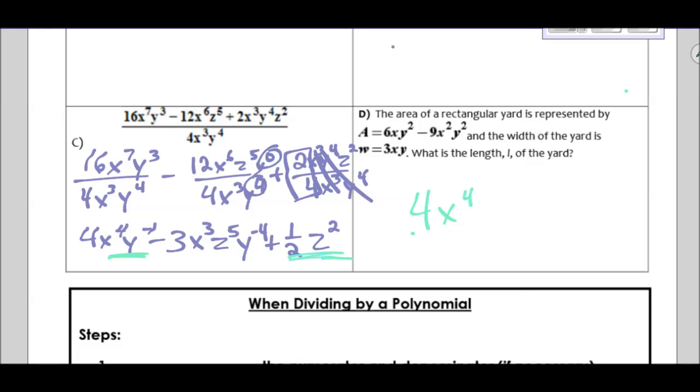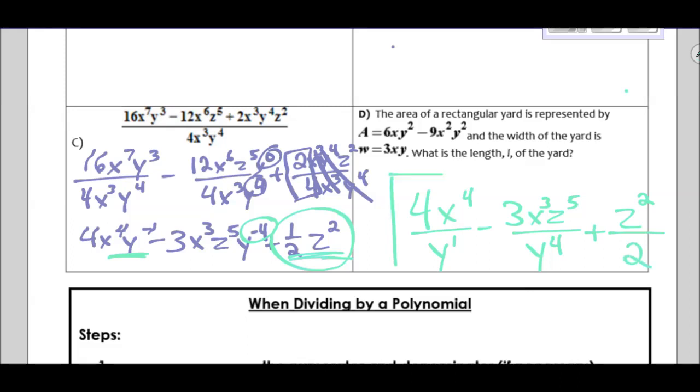4x to the 4th over y to now the positive first power. Minus 3x to the 3rd z to the 5th over y to the 4th power. I needed to make fractions there so that I can deal with those negative exponents. I'm not allowed to leave a negative exponent, so I drop that to the bottom of the fraction and change it to a positive. I'm also going to simplify this. I'm going to bring that z squared up to the top and keep the 2 on the bottom. That is the simplest form that this can take.